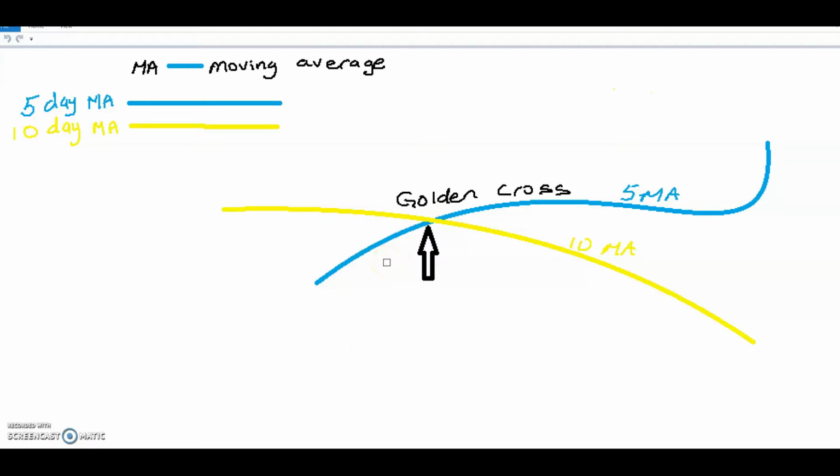In this situation, we have the 5-day moving average, the blue line, crossing above the 10-day moving average, the yellow line. In this situation, we will say we have a golden cross. On account of this, this very point where we have the golden cross would be a good entry point into a long position or an exit from a short position.